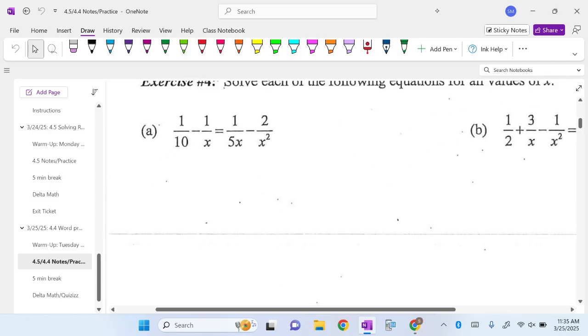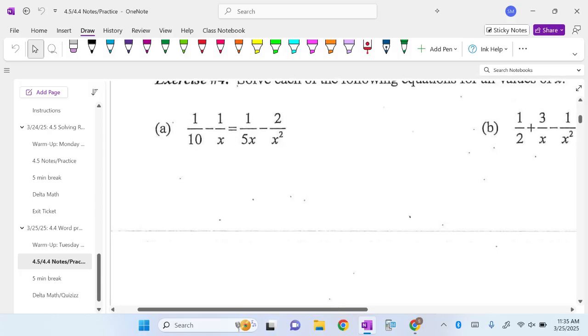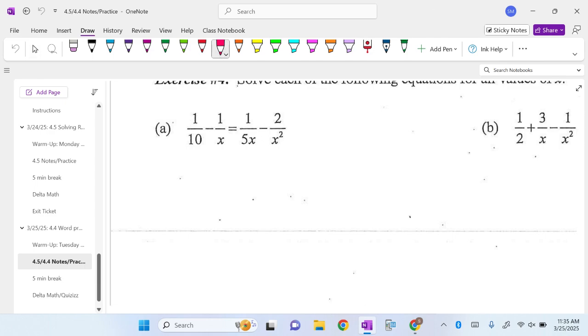All right. So let's look at exercise 4, example A on page 10 of your packet. So first things first, we clearly have more than one fraction bar on each side of the equal sign. There's 2 here and 2 here. All right. So we definitely have to use the LCD method. Now, does anyone want to take a guess what the LCD is going to be?